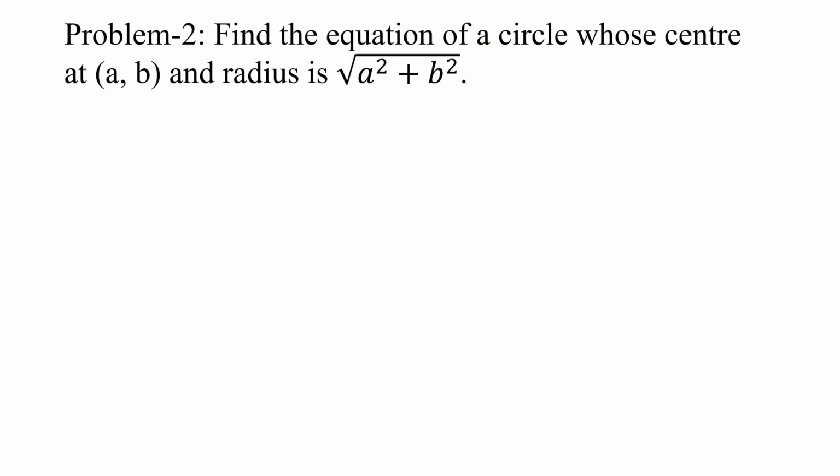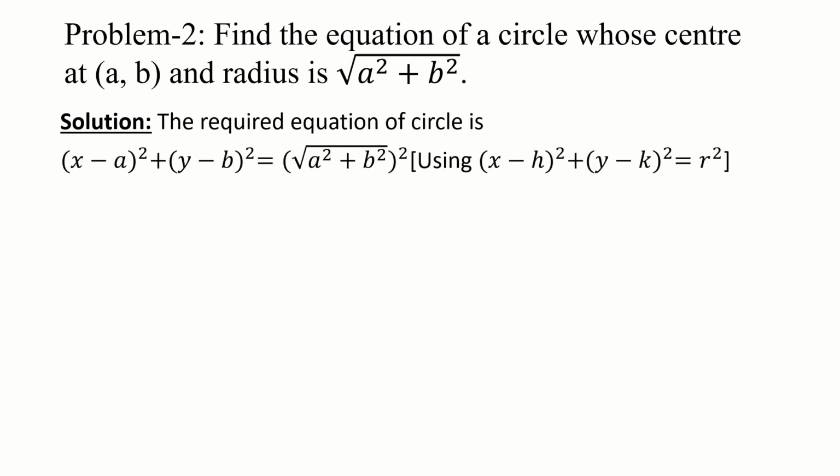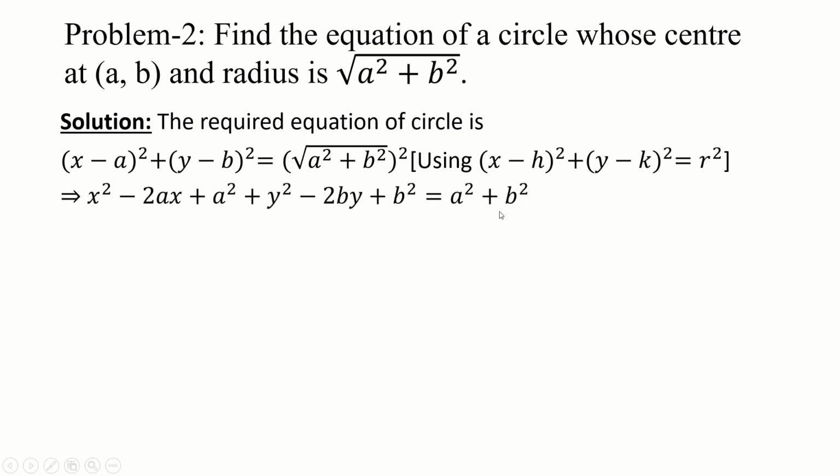Problem: find the equation of a circle whose center is at (a, b) and radius is square root of a square plus b square. Solution: the required equation of the circle is (x minus a) whole square plus (y minus b) whole square equal to radius square. That means here the radius is square root of a square plus b square, so here will be (square root of a square plus b square) whole square. Using this formula, follow this everyone. Now calculate, we'll get x square minus 2ax plus a square plus y square minus 2by plus b square equal to a square plus b square. Now cut a square and b square, we will get x square plus y square minus 2ax minus 2by equal to 0. This is the required answer.